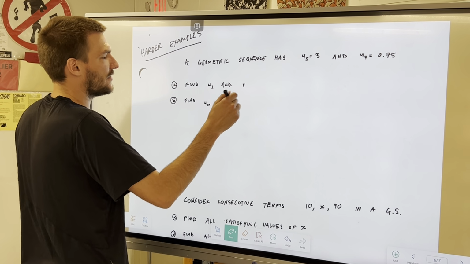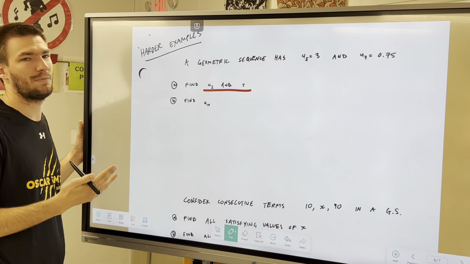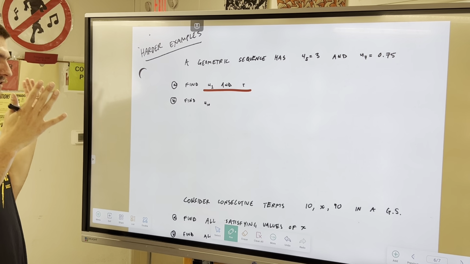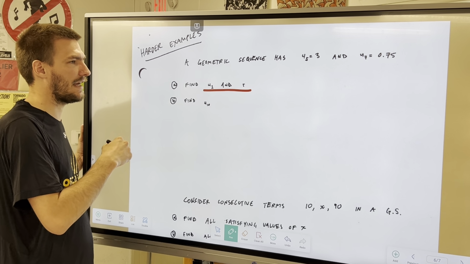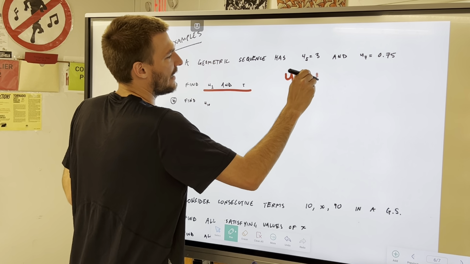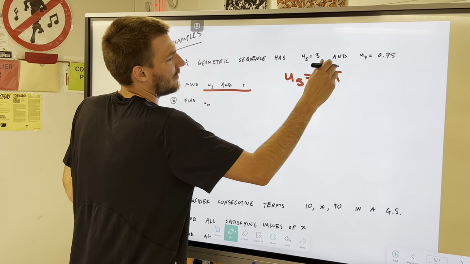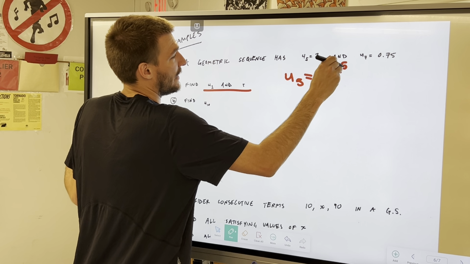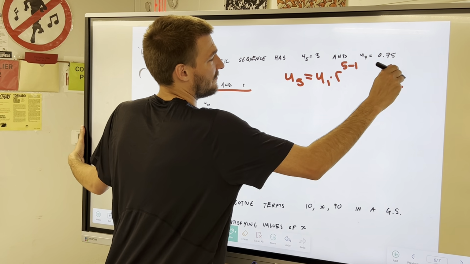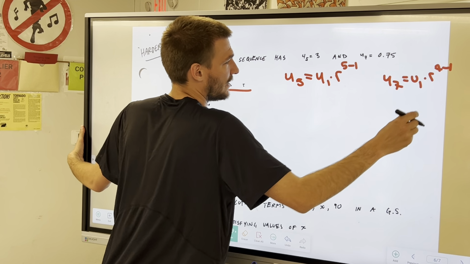Well, in order to figure this out, I definitely want U1 and R. I don't know either one. So I'm gonna go ahead and do a system of equations with my 2 variables, right? Very IB, very Math AA, they love this kind of stuff. I'm gonna set it up and say U5 equals U1 times R to the power of 5 minus 1. I'm gonna have another one that says U7 equals U1 times R to the power of 7 minus 1.